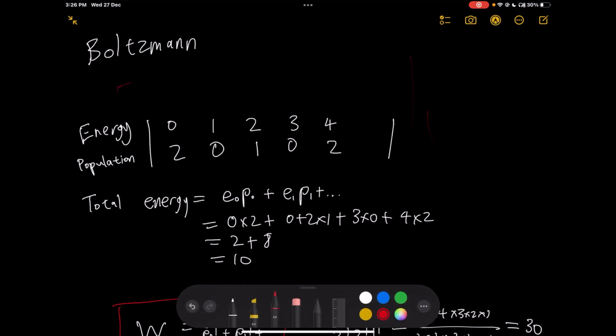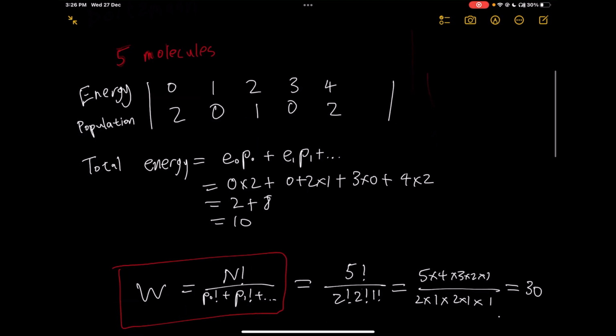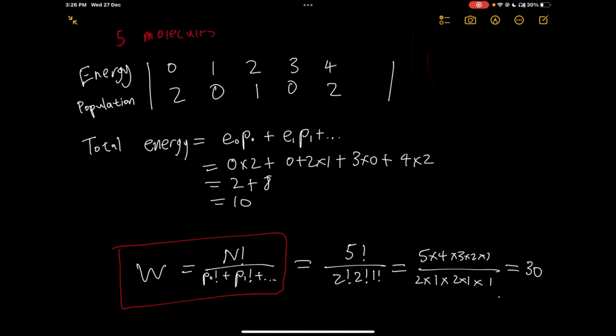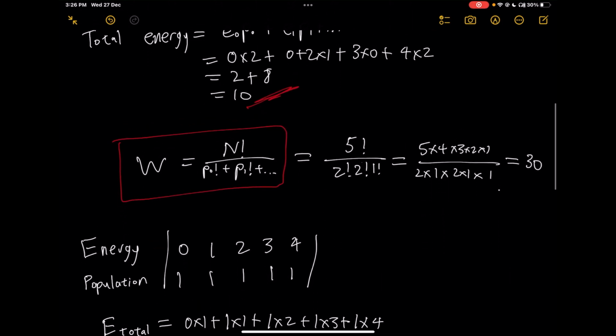So, in the first case, there are five molecules, and two molecules are in the energy state of 0, 1 in 2, and 2 in 4. So the total energy is just the energy level multiplied by the population of molecules that are in that level, and sum it up. As shown, the total result is 10, which suits our assumption.